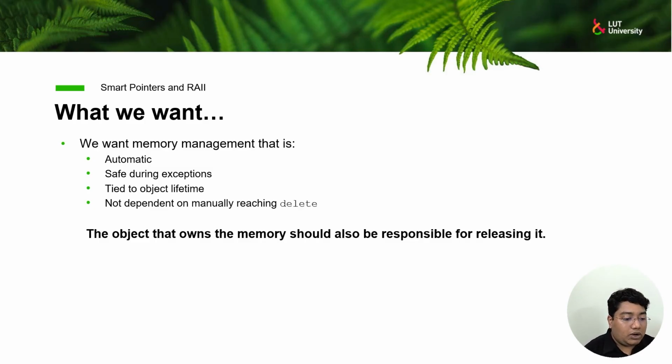So what do we actually want? We want memory management to be automatic. We want it to work correctly even if exceptions occur. And we want the lifetime of the memory to match the lifetime of the object that owns it. So in other words, if an object owns some memory, then that object should also be responsible for releasing it. Nobody outside the object should have to remember to call delete. That simple idea is one of the foundations of modern C++.